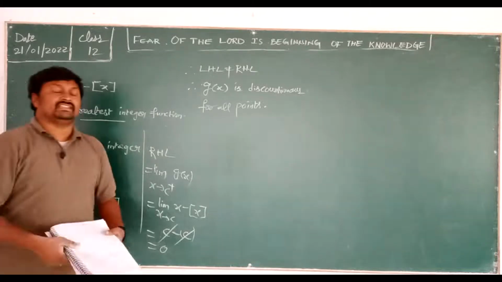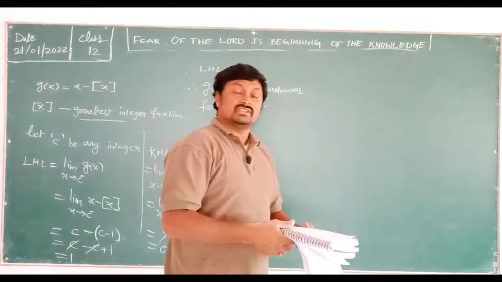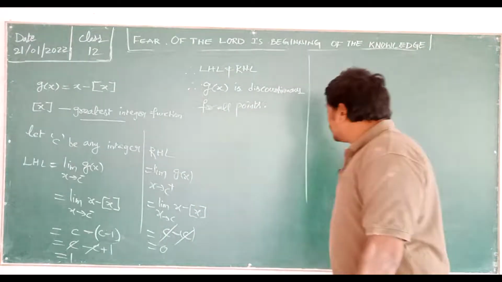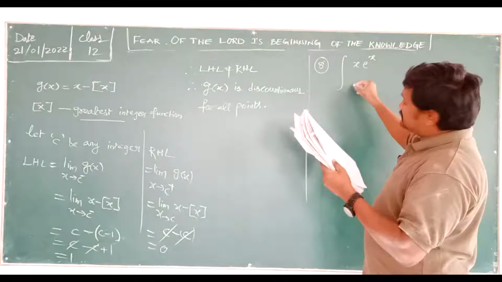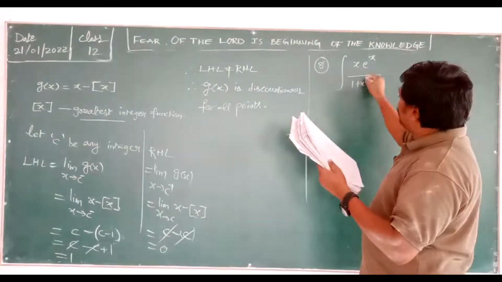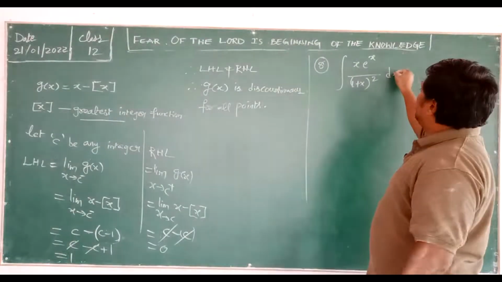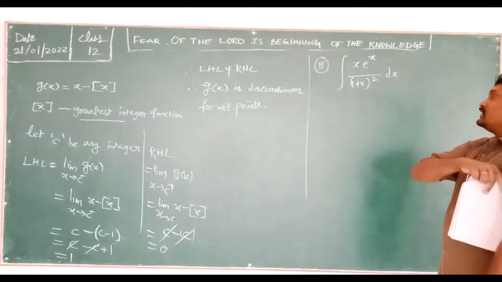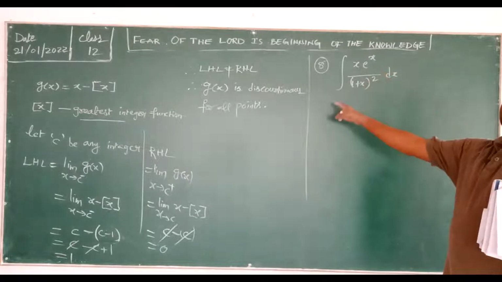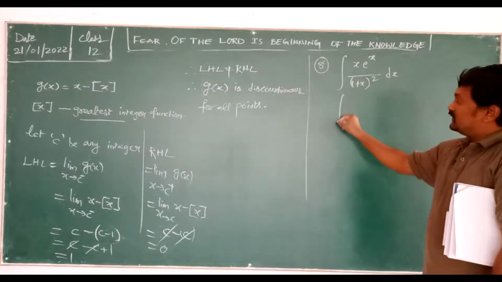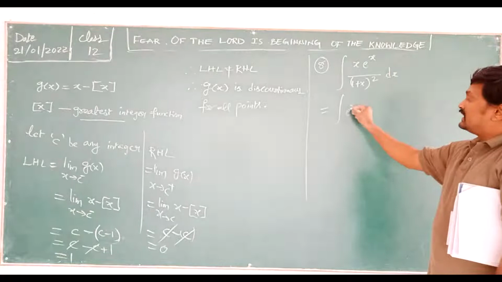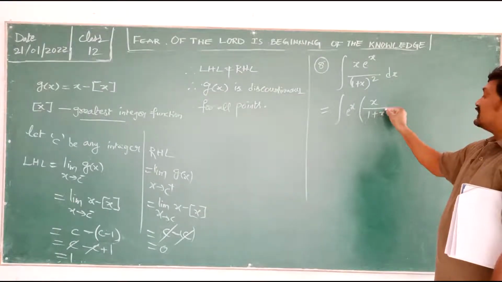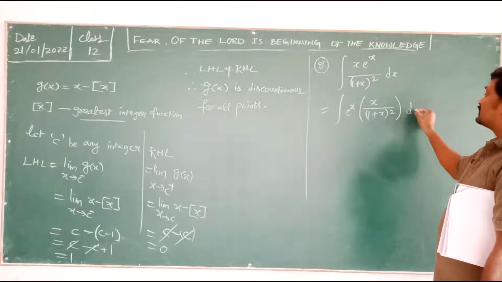Let's move on to the eighth. The eighth is a very important question, and it is the easiest one and important also. What is the eighth question? The integral of e to the power of x upon (1 plus x) whole square dx. By observing it you won't get the idea immediately, but remember, whenever you get e power x, first write e power x inside the integral, then write the remaining part, which is x over (1 plus x) whole square dx.